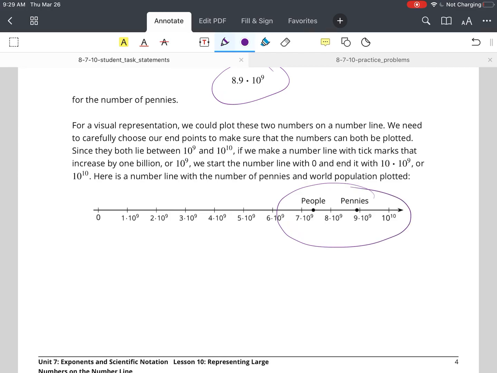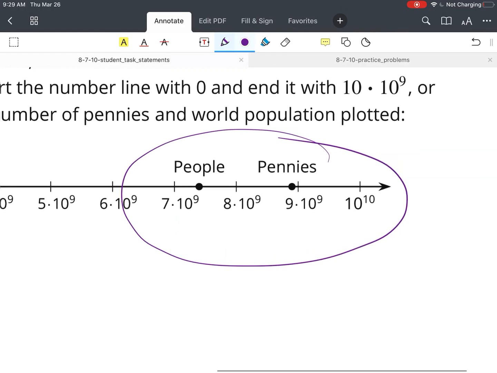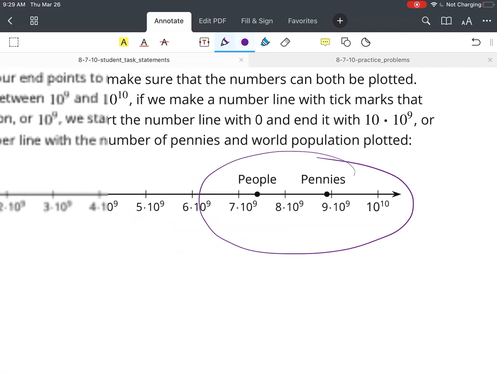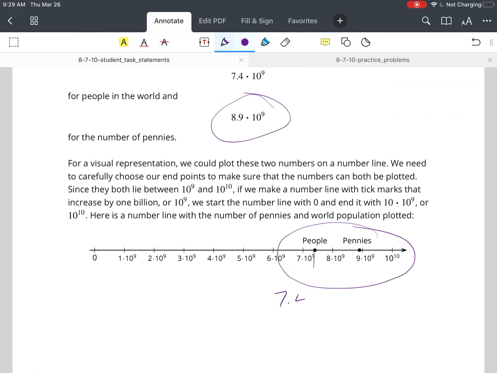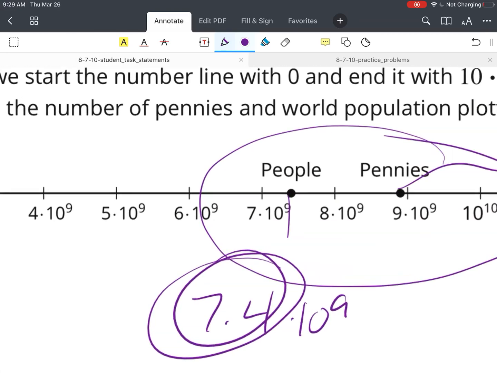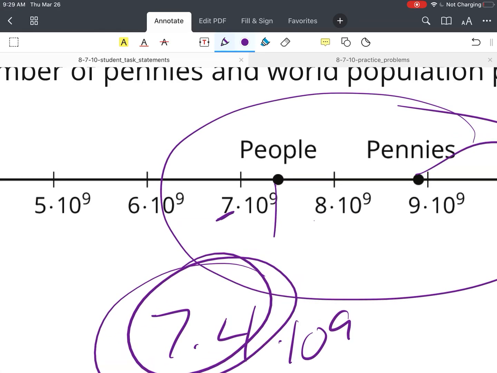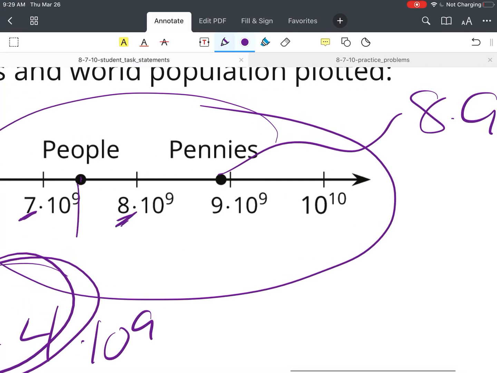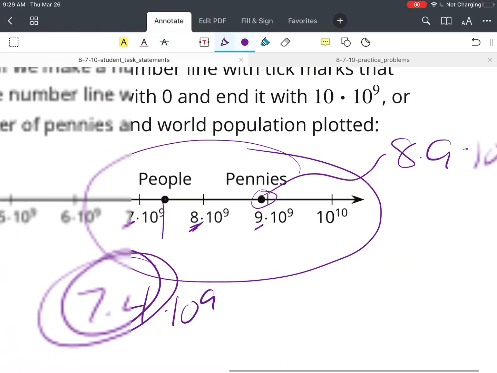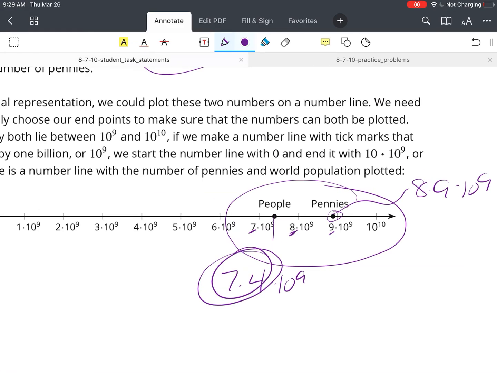And visually speaking, this is where they would fall on a number line. Right, people was 7.4 times 10 to the 9th, and pennies is 8.9 times 10 to the 9th. So notice how 7.4 is after 7, but before 8, right, 7.4. And then 8.9 is after 8, but it's before 9, and it's closer to 9, obviously, because it's 8.9.